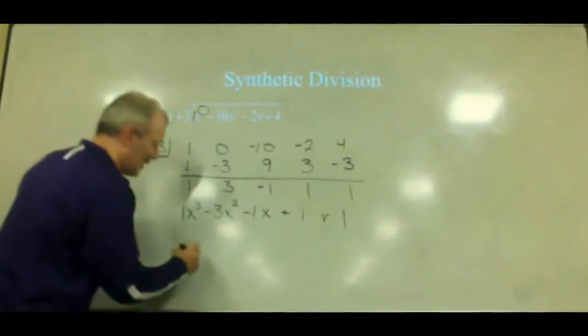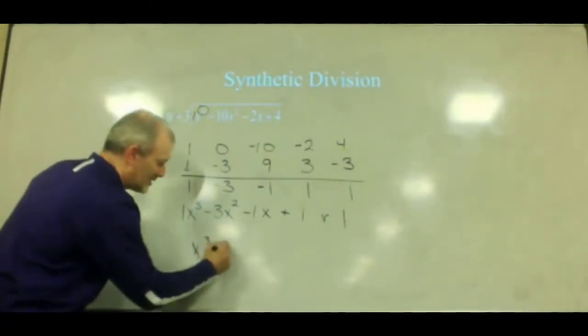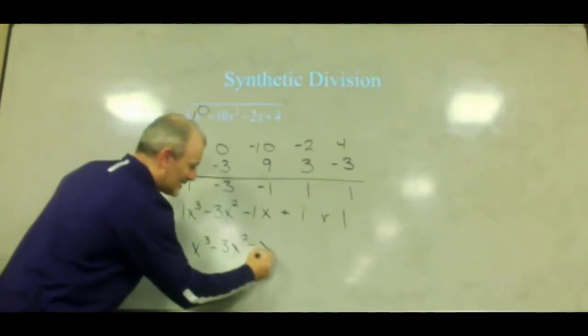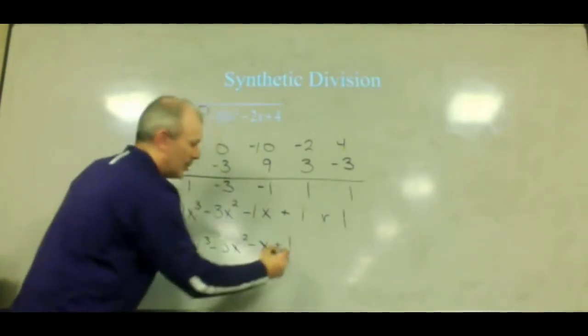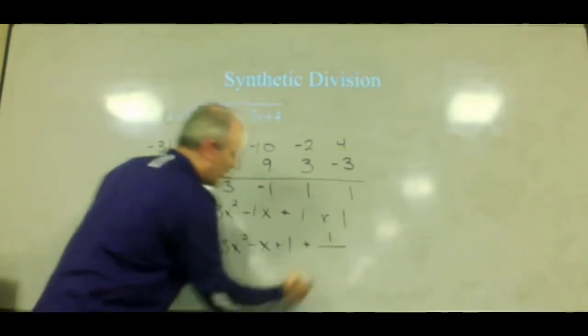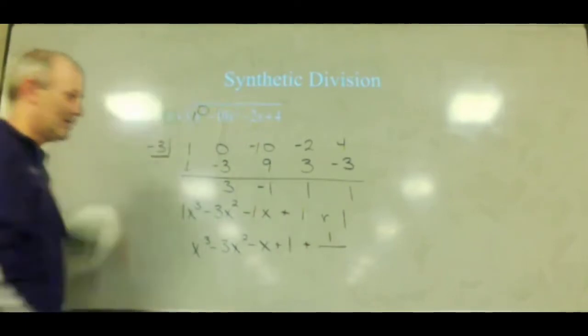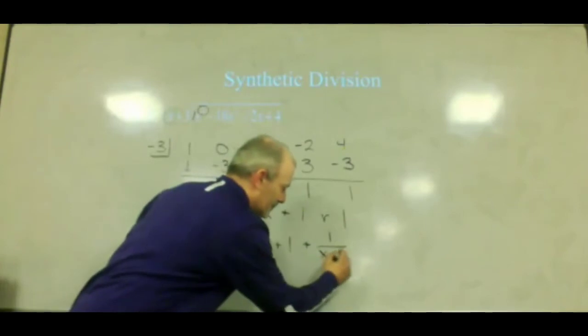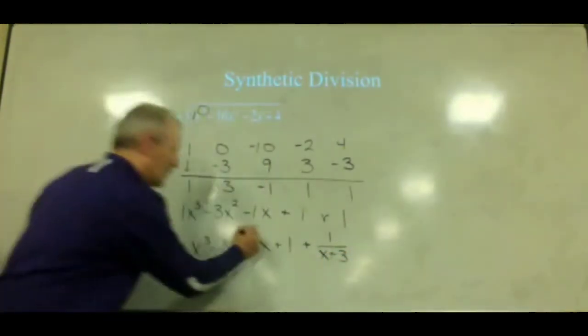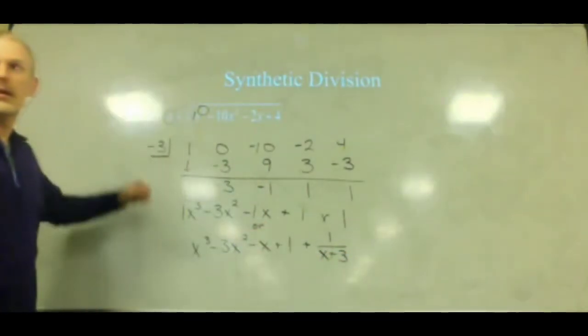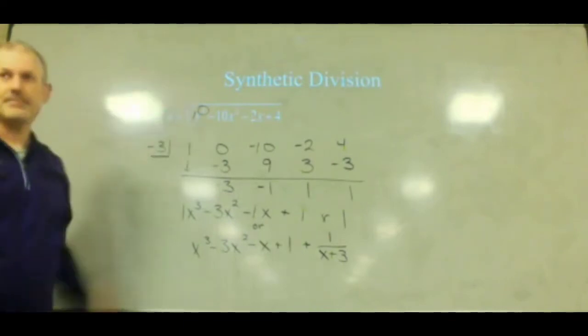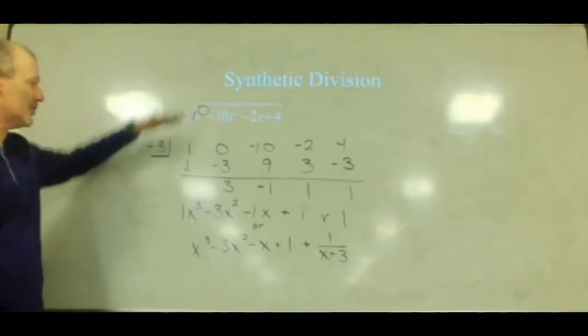Or again, you could write it as x cubed -3x squared minus x plus 1 plus 1 over what we divided by, which was the x plus 3. So if our degree was 5, it would start at 4, then 3, 2, etc. It's always less. Whatever this is, it's always 1 less.